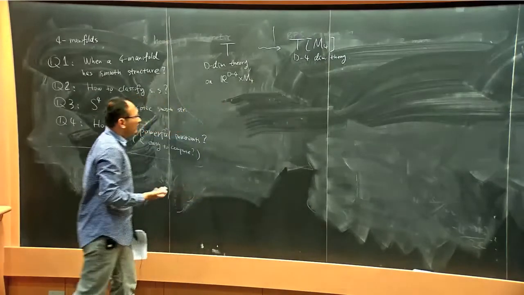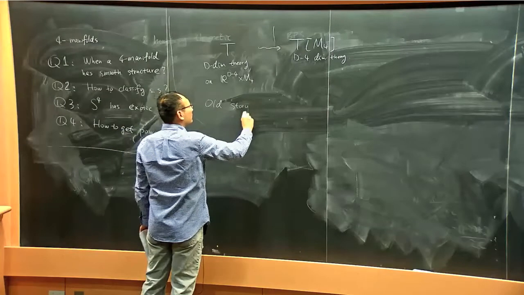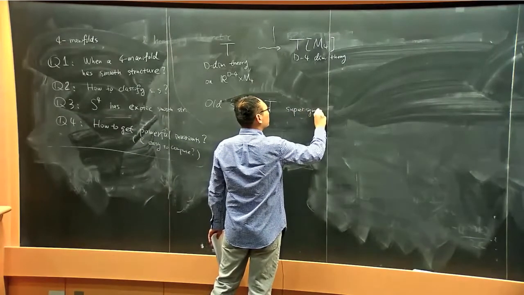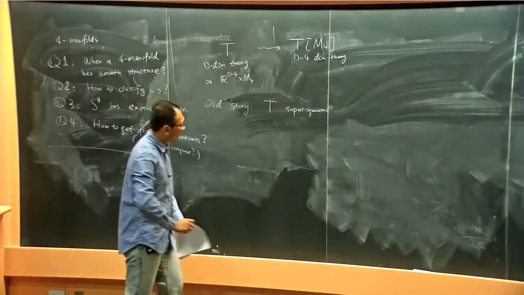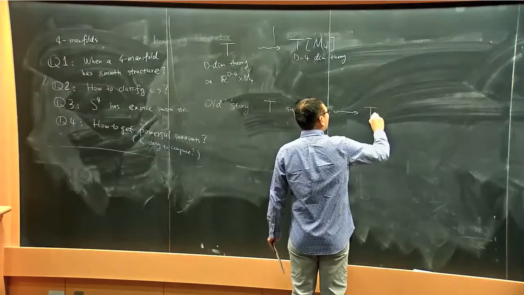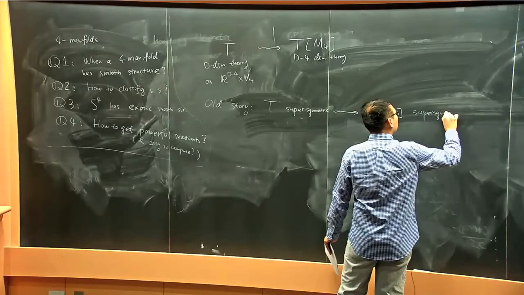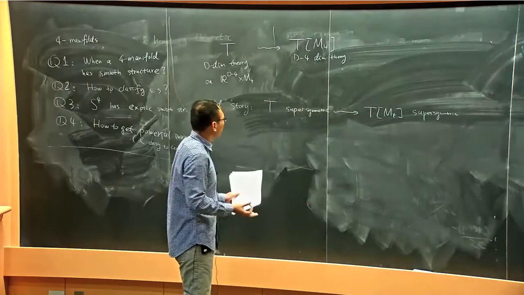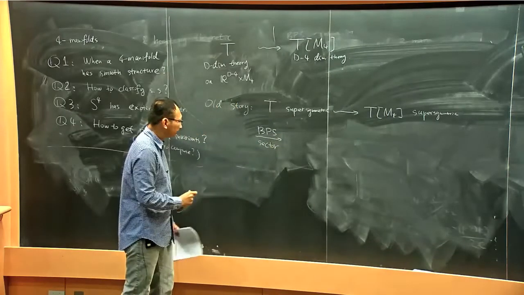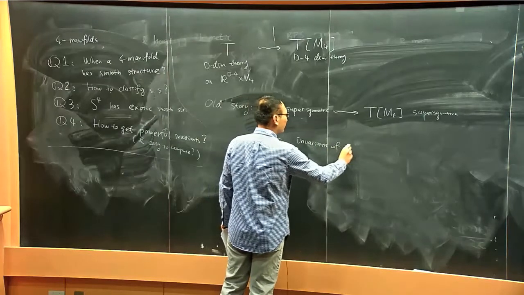there is a more familiar story about topological twists. So let me call this the old story. You start with T being supersymmetric. And then you perform this topological twist, which is a reduction that gives you a theory T of M4 that is also supersymmetric. And then you look at the information in the BPS sector. Then you expect to get invariants of 4-manifolds.